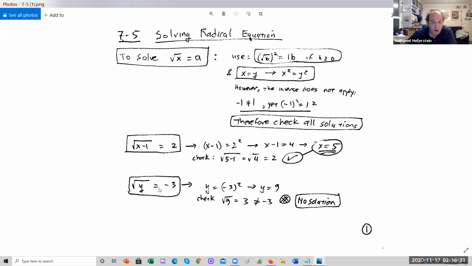But here, square root of y equals -3. If we square both sides, we get y equals -3 squared, or y equals 9. But if you plug it in, square root of 9 is 3, which is not -3. So this equation has no solution.